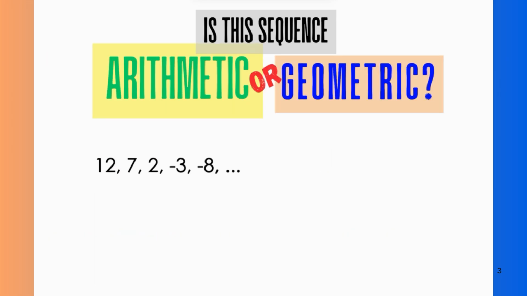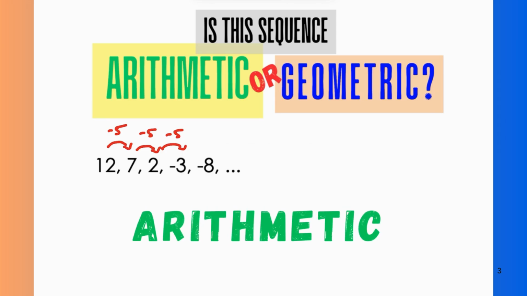So in this sequence, I noticed that to get from 12 to 7, I'm subtracting 5, and that remains constant throughout. 7 minus 5 will get me to 2. 2 minus 5 will get me to -3, and so on. And so because it's a constant subtraction, this sequence here is an arithmetic sequence.